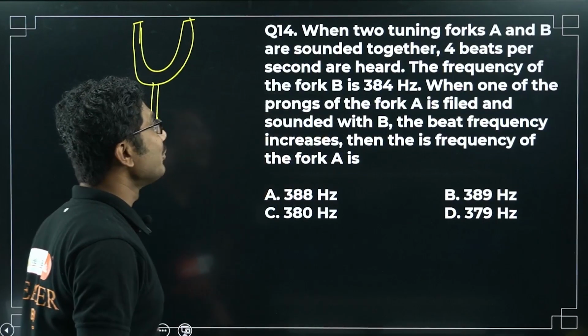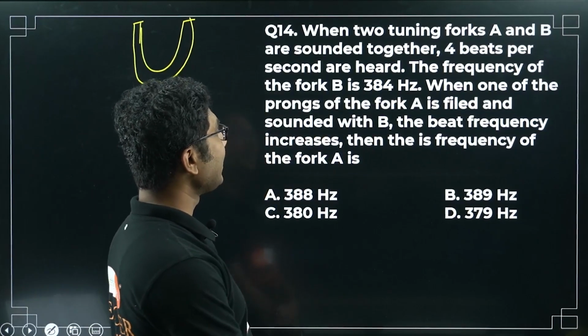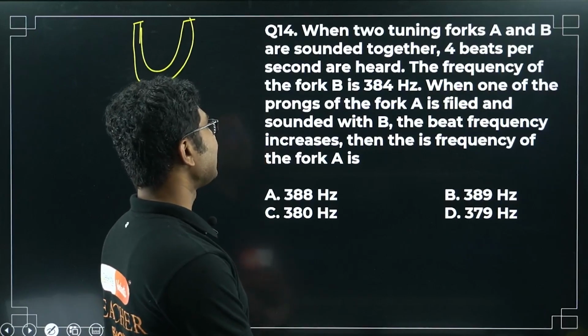Okay, so when two tuning forks A and B are sounded together, 4 beats per second are heard.